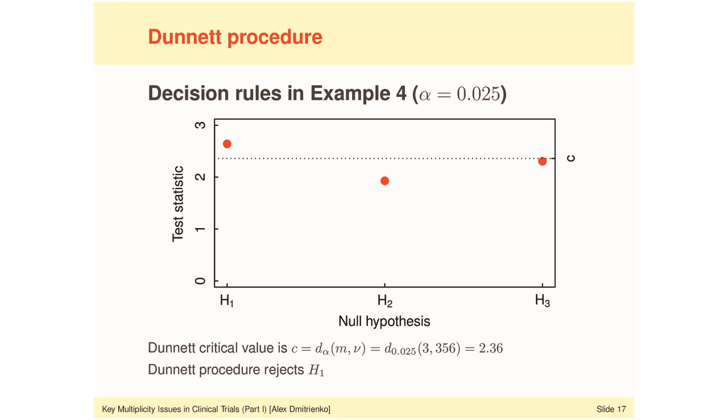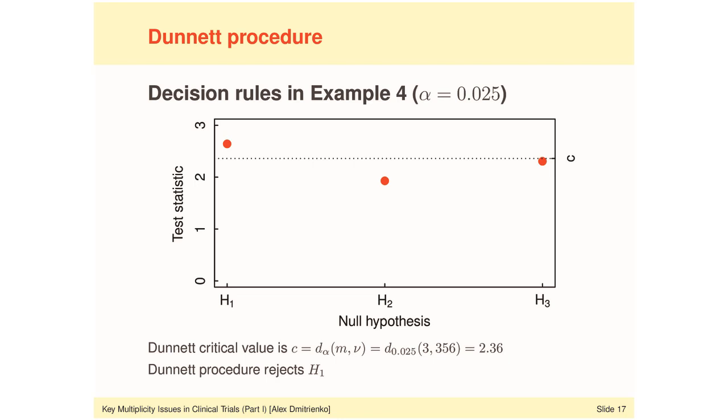The plot shown on slide 17 is very similar conceptually to similar plots that we have used before to summarize the results of clinical trials and illustrate decision rules used by multiple testing procedures. The only difference here is that what we see on the vertical axis is the test statistic for evaluating the amount of evidence against each individual null hypothesis, and before we used to have one-sided p-values on the vertical axis.